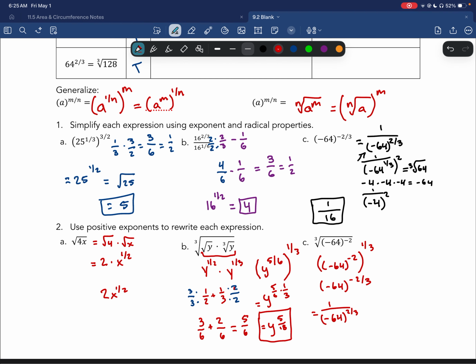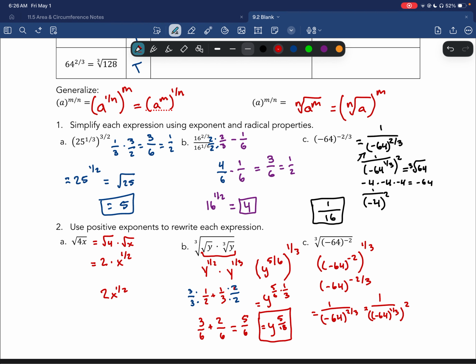Now the reason that I wanted to combine these earlier is because I actually want to switch it. I want to make the 1/3 inside and the 2 outside. So I'm going to split this again, but I'm going to split it the other way. Okay, I'm going to split it so that it's 1/-64 to the power of 1/3, and all of that is being squared. See, so it's like the opposite of what I had here.